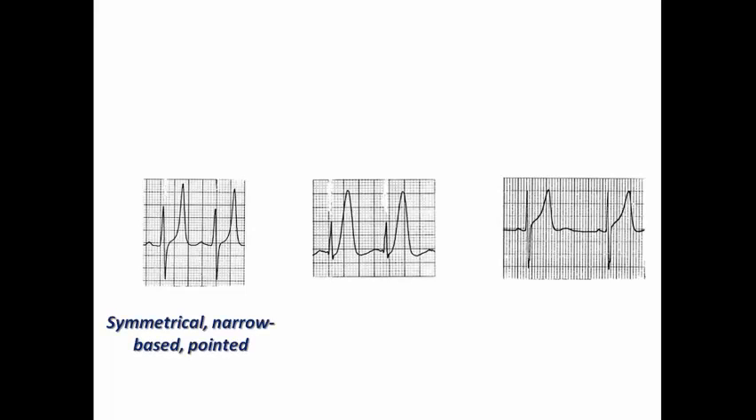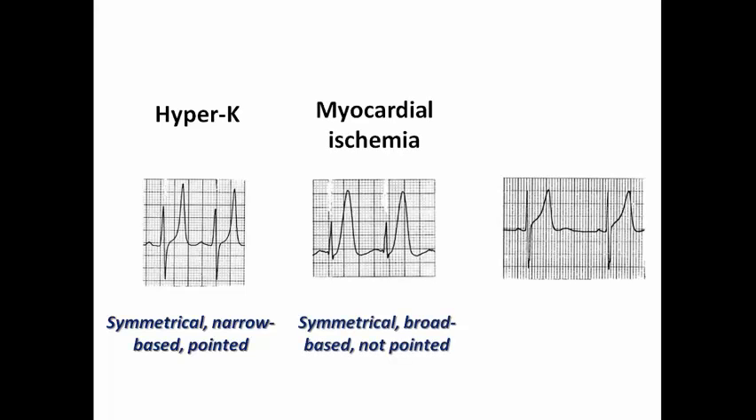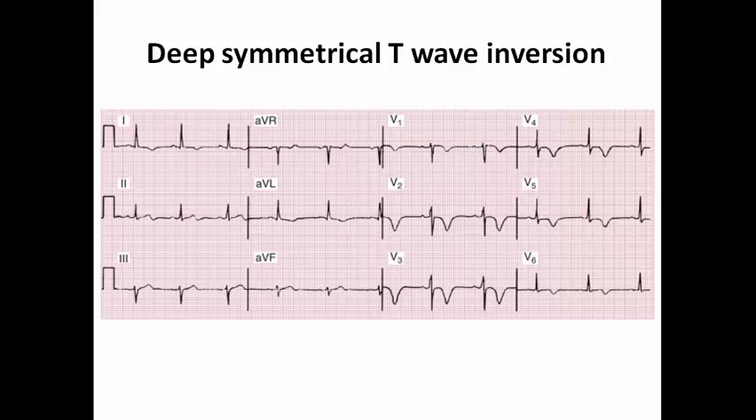So sometimes the morphology of the T wave may differentiate. For example, if it is symmetrical, narrow-based, and pointed, sharp at its peak, most probably it is due to hyperkalemia. Whereas in myocardial ischemia, it is usually symmetrical, broad-based, and not pointed. So of course, this is a differentiating point. And the normal is asymmetrical and not narrow, and this is the normal variant, or the normal pattern of the T wave.